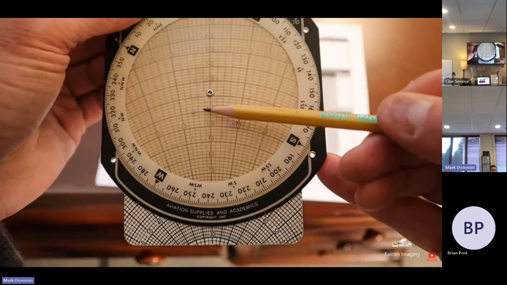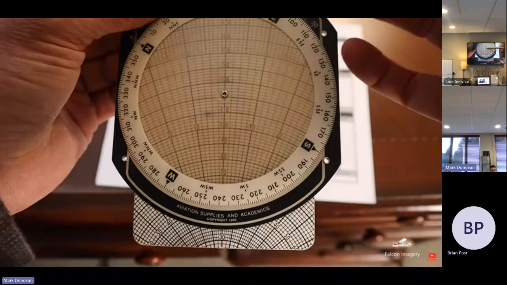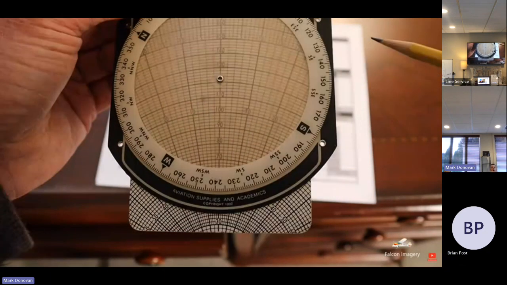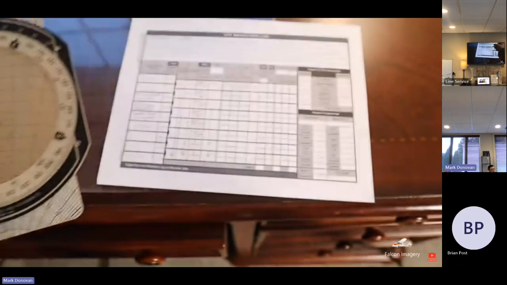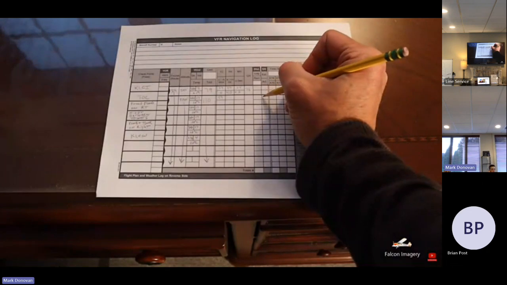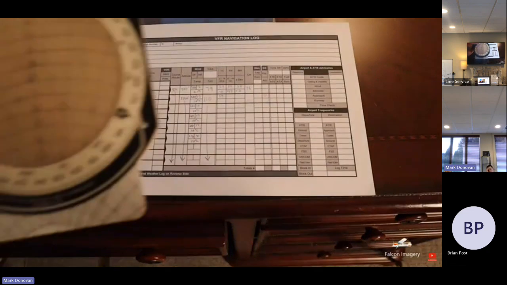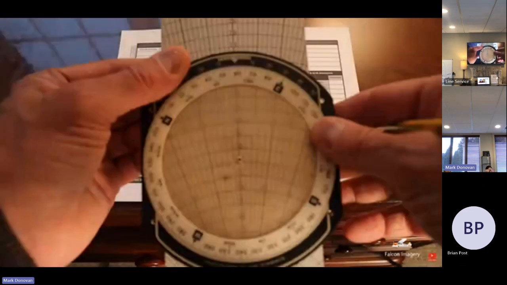Now, the first thing we want to note is what is your ground speed? Ground speed reads underneath the center point or grommet. So it looks like it's about 121 knots ground speed. We'll make a note of that on our chart. And we'll go ahead and put that right here. It's going to be that number, 121 knots, for the duration of the flight.